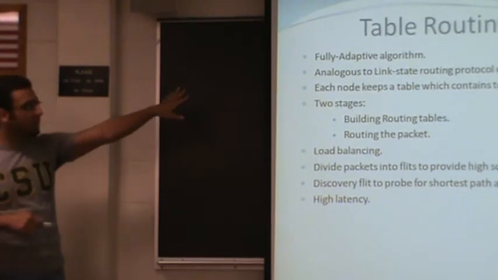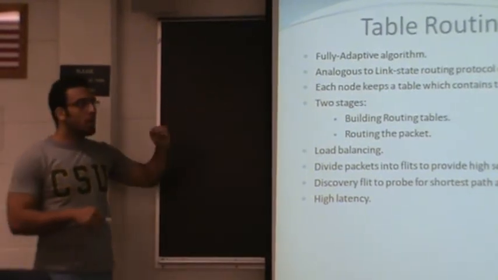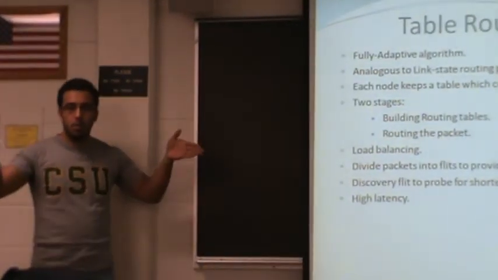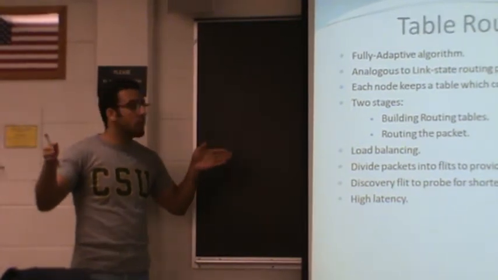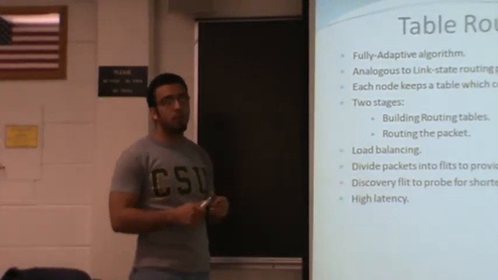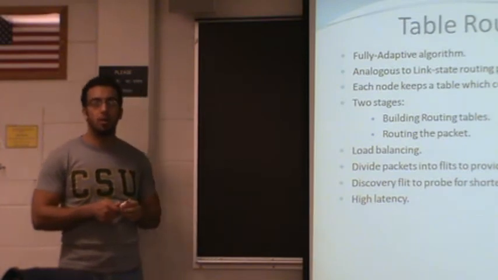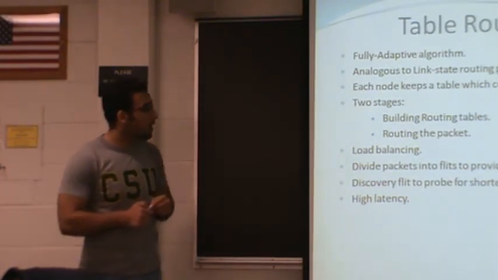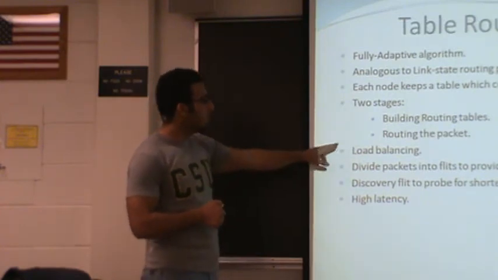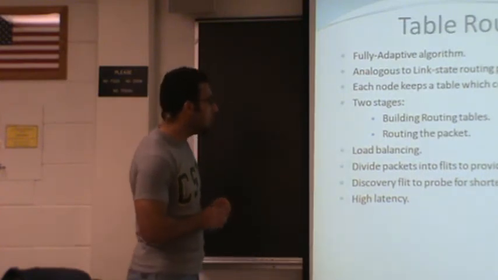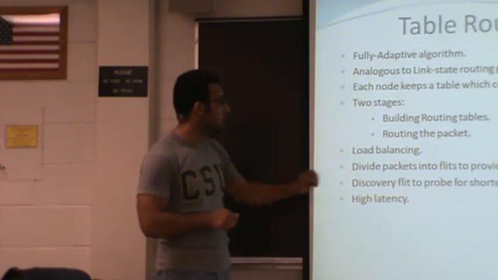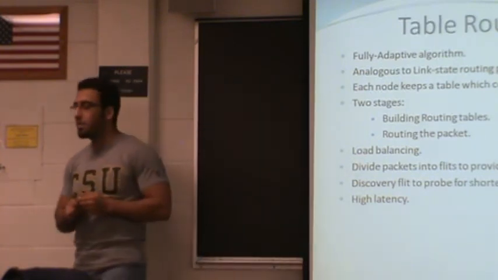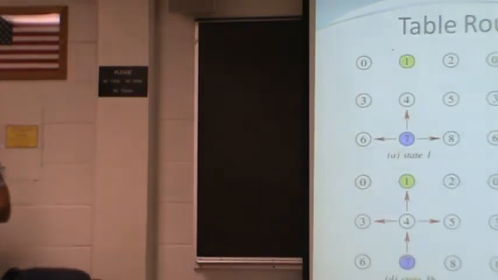The only difference is that in source routing we store the complete path between the source and destination. In table routing we store only the next hop. And it always provides us with the minimum path to the destination. It provides us also with load balancing. And as I said, there's always a minimum path between the source and destination.